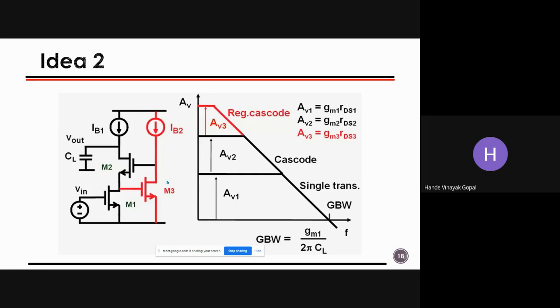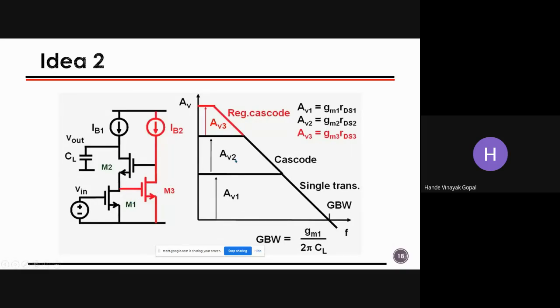What is the next idea? The next idea is the gain boosting technique. Here you will get the amplified version of Vin, right? If I increase this Vin, I'll reduce the drain of M1, and I'll increase the gate of M2, right? Yeah, this is nothing but a gain boosting circuit, right?